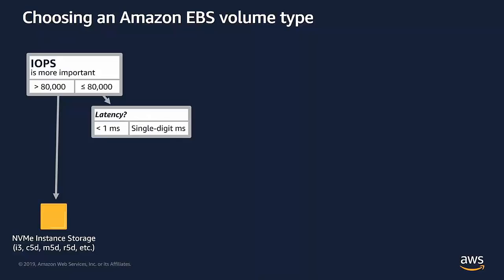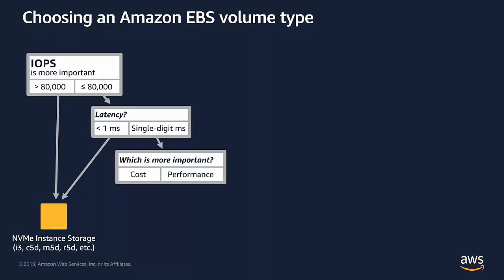The next thing to consider is latency, which is the time it takes for an I/O request to be acknowledged by the storage. EBS SSD-backed volumes provide low single-digit millisecond latencies. If your application requires sub-millisecond latency, then again, you'll want to use instance storage. Otherwise, your next consideration is cost versus performance. If cost is more important, then you'll want to use GP2 volumes.